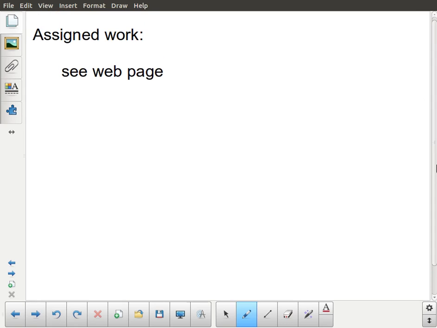Okay, so that's it for this lesson. Now, I say here I don't have any assigned work, and I tell you to see the web page. It's because this section of the textbook deals primarily with vectors in three-dimensional space in R3, and that's going to be the next video lesson. So you should see the web page to see which questions I'm specifically directing you to for this lesson and which ones tie into the lesson on three-dimensional vectors.